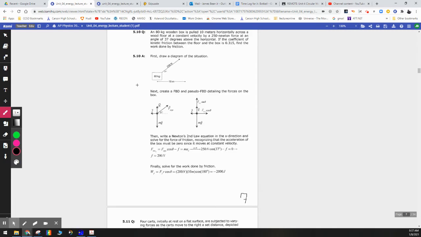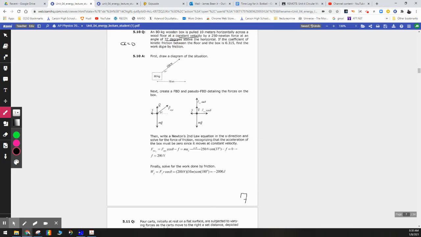So next problem here, 5.10. This is a worked out example, and we'll go ahead and show this here. Now we're going to be moving a box with friction. It says an 80 kilogram wooden box is pulled 10 meters horizontally across a wood floor at a constant velocity. That means acceleration is 0. So keep that in mind. Constant velocity by a 250 Newton force at an angle of 37 degrees above the horizontal.